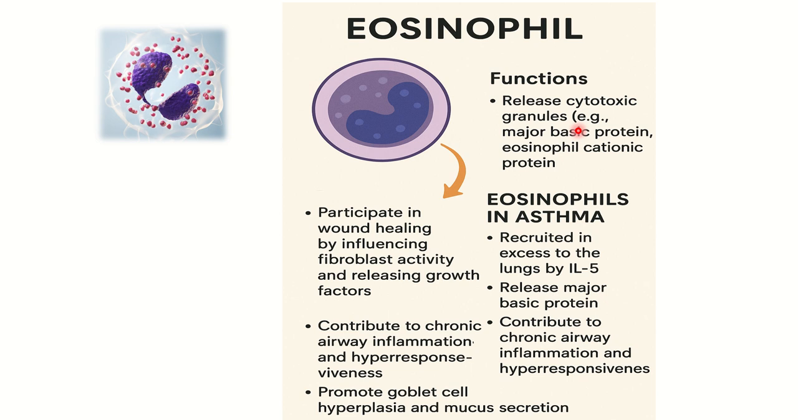Eosinophil, when it is minimal in number, releases cytotoxic granules like major basic protein, eosinophilic cationic protein, and all. All this can help us in repair of whatever injury has happened. But if it is released in excess by an eosinophil, as happens in asthma, that itself will cause inflammation, and it will promote goblet cell hyperplasia and mucus production.